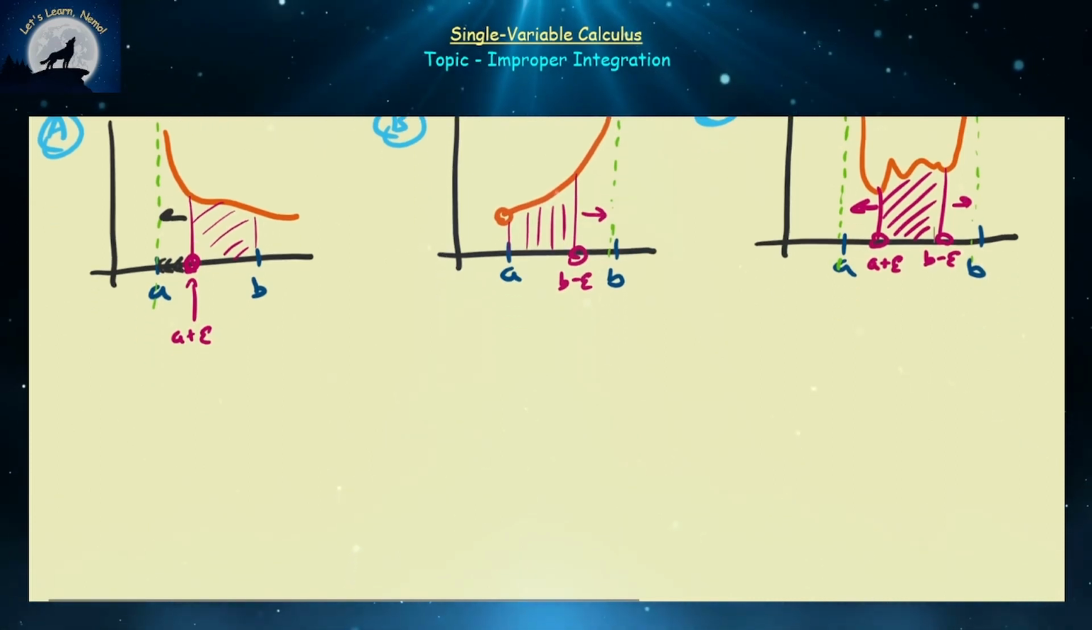So if we write this in formal notation, this first picture is going to be the integral from a to b of f of x dx.